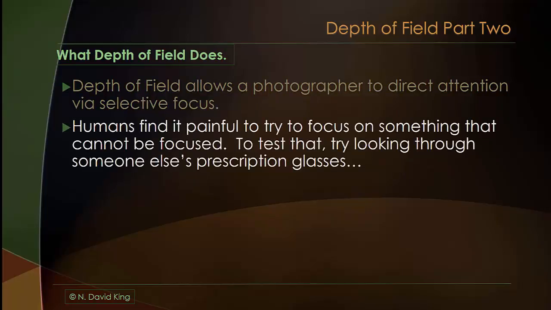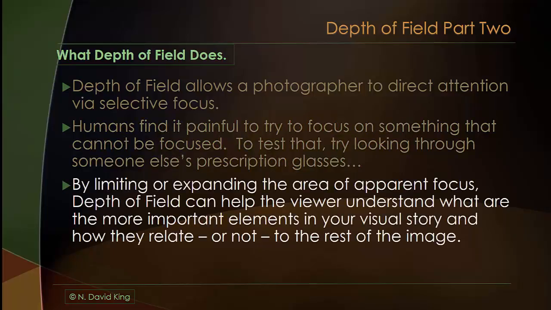The reason that works is that humans find it painful to try to focus on something that they can't actually focus. There's a little pain sensation in the optic nerve. If you don't believe that, try looking through someone else's prescription glasses. Try to focus on the world. See how long it is before you either get a blinding headache or nauseous. So our brain is going to look away from those areas that we can't focus.